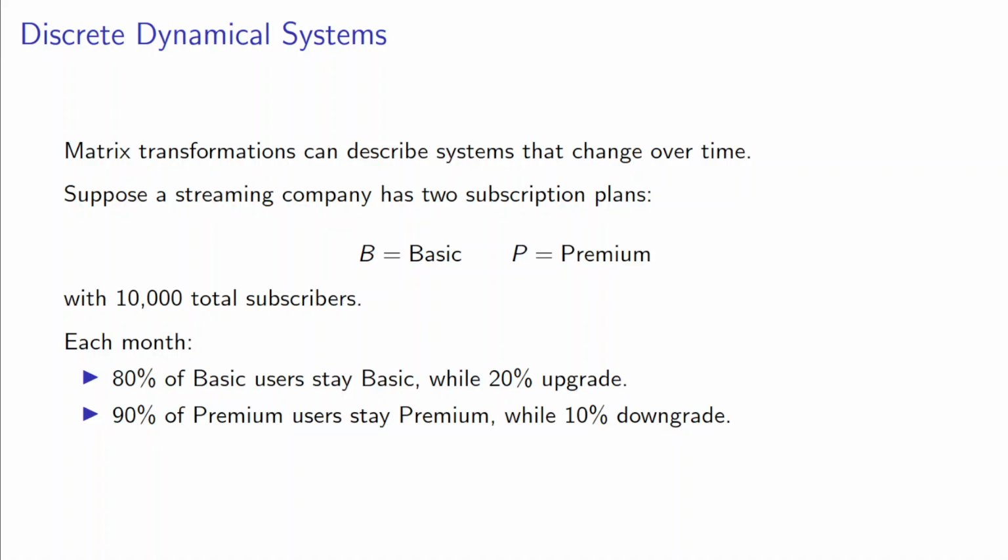Each month, 80% of the basic users stay basic, while 20% upgrade to premium. 90% of the premium users stay premium, while 10% downgrade to basic. We're going to assume that no one leaves this streaming platform, that everybody stays on and either moves to basic or premium. And we're also going to assume that no one else joins. So we have a closed ecosystem of customers for this streaming company. These 10,000 customers all remain customers, no new customers are added, and they move between basic or premium with the given percentages.